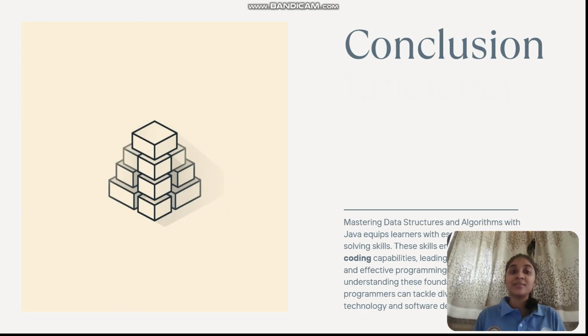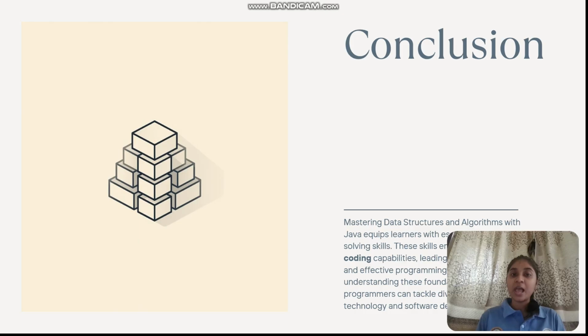So to conclude, this learning activity helped me understand the fundamental role of data structures and algorithms in computer science. Before studying this topic, I mainly focused on writing programs. But now I realize that the efficiency of a program depends greatly on how the data is organized and processed. From arrays and linked lists to stacks, queues, trees, and graphs, each data structure serves a specific purpose in solving different computational problems.